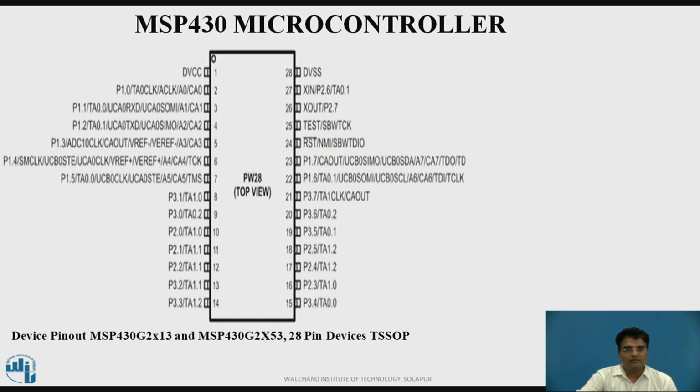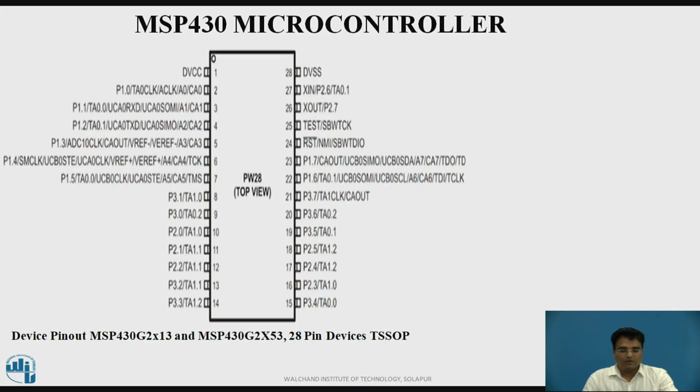Here, this one is the MSP 430 microcontroller available in 28-pin devices TSSOP. So this is a 28-pin G series microcontroller. Pin number 1 is VCC, and pin number 28 is the ground pin, and most of these pins have multiple functions. Each pin offers multiple functions.